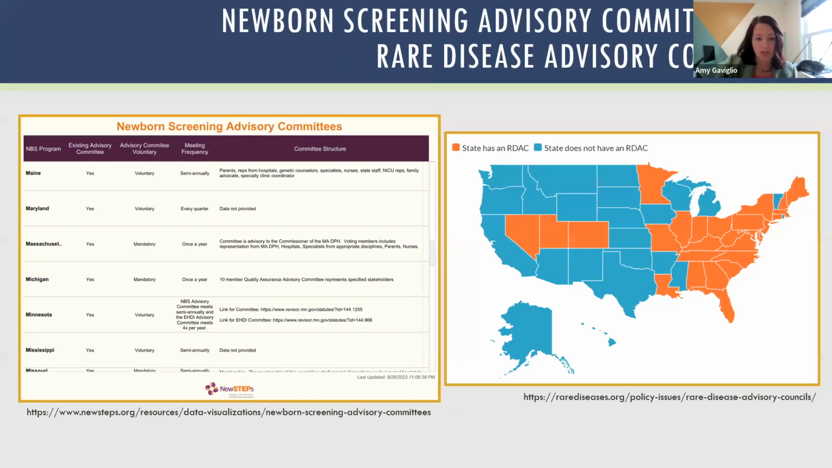And so newborn screening advisory committees may or may not be created via legislation or maybe through rules and regulations. And their focal point is really on the newborn screening program, primarily looking at workflows, algorithms, and which diseases will be screened for by each state. Whereas rare disease advisory councils have much more global breadth around the rare disease community as a whole. So both NewSTEPs, what's shown on the left, and NORD are certainly great resources to understand the nuances, roles, and scope of these two bodies.